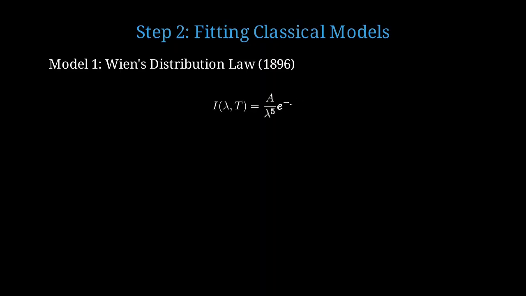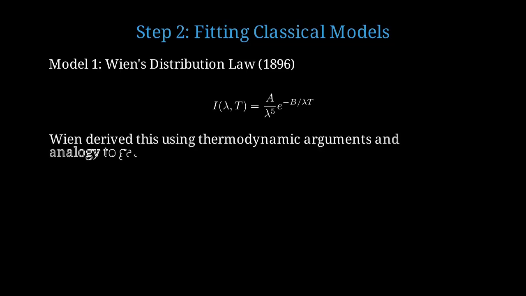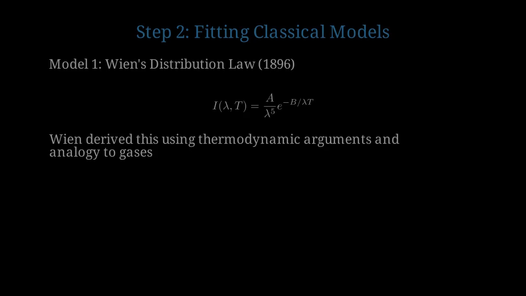The intensity as a function of wavelength and temperature equals A over lambda to the fifth power times e to the negative B over lambda T, where A and B are constants. Wien derived this using thermodynamic arguments and an analogy to the Maxwell distribution for gas molecules. It worked well at short wavelengths.